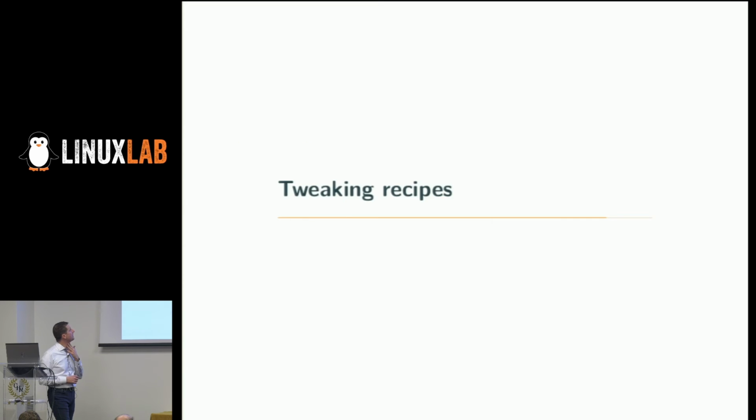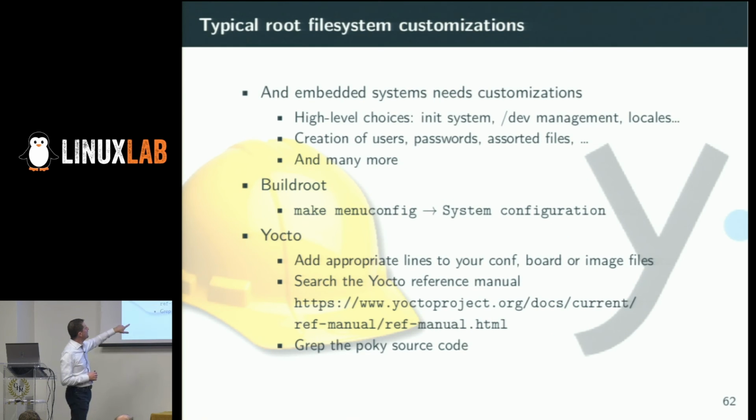What I typically do is first I look into the Yocto reference manual, which is quite comprehensive, and look there for the option I need. If I don't find that, I grep the Poky source code for a relevant word, and then I see if some recipe implements what I need.